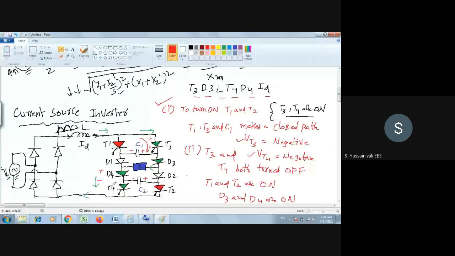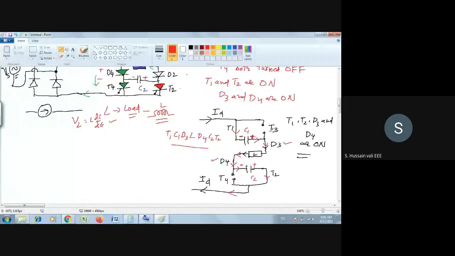Now I turn on T1, T2. Before I turn on T1, T2, the capacitor has already charged with this polarity: left is minus, right is plus, and here also left is minus, right is plus. Then you apply KVL, and you will find immediately that T3, T4 will be turned off. So when T3, T4 are turned off, I have drawn the equivalent circuit diagram here. And then what is the closed path now? It is T1, C1, D3, L, D4, C2, T2, that's it.